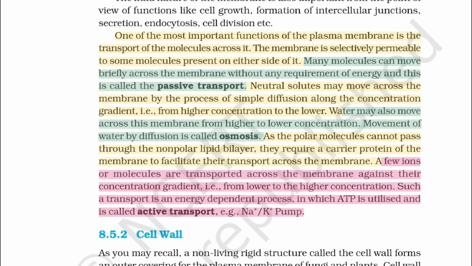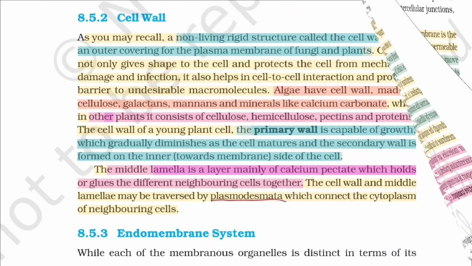As polar molecules cannot pass through the nonpolar lipid bilayer, they require a carrier protein of the membrane to facilitate their transport across the membrane. A few ions or molecules are transported across the membrane against their concentration gradient, that is, from lower to the higher concentration. Such a transport is an energy-dependent process, in which ATP is utilized, and is called active transport. Example, sodium-potassium pump.